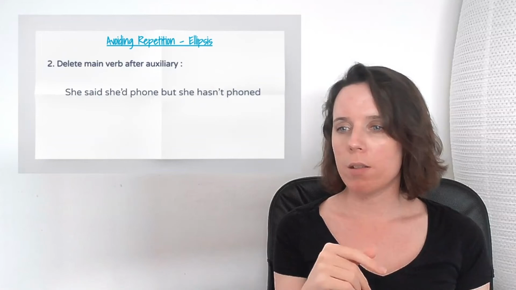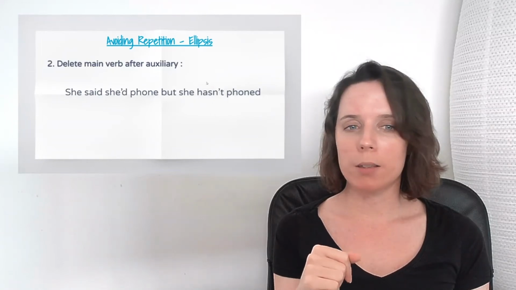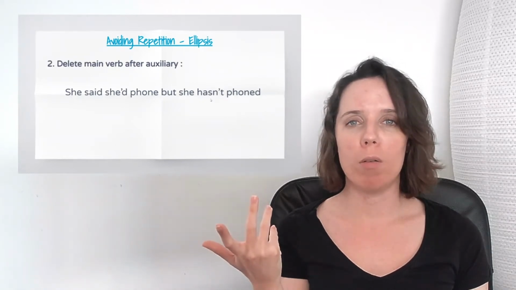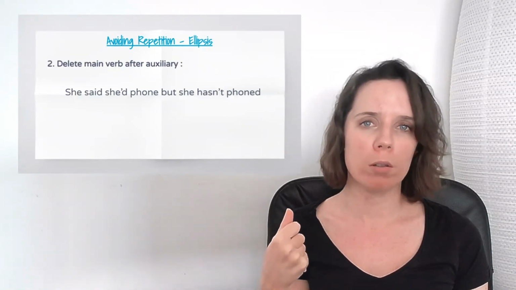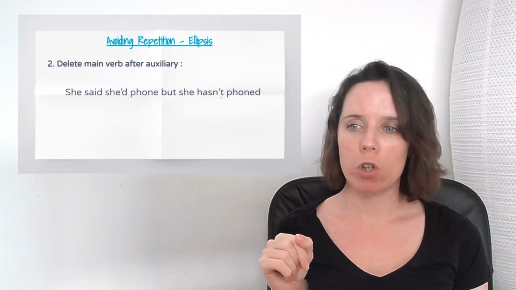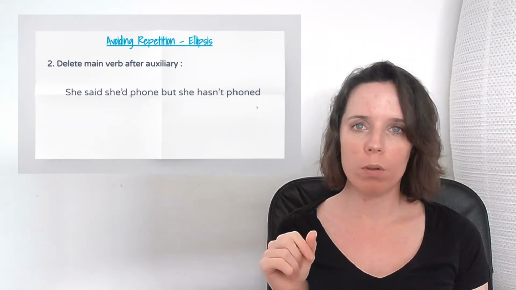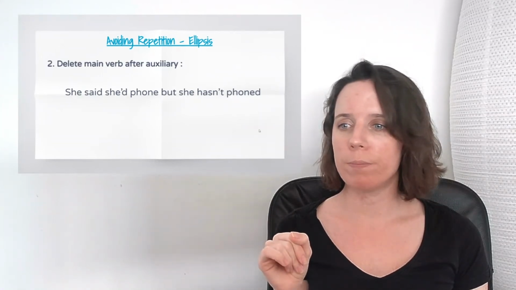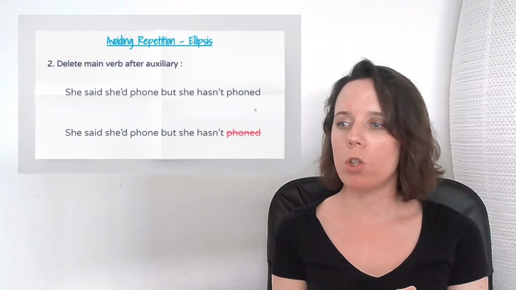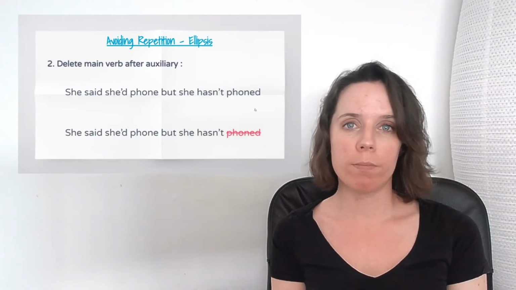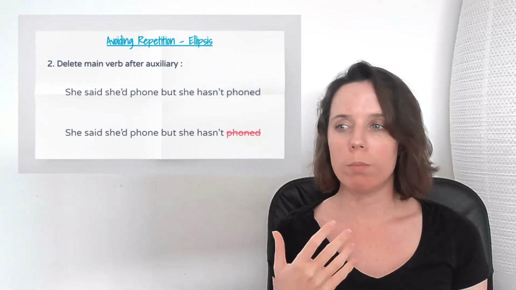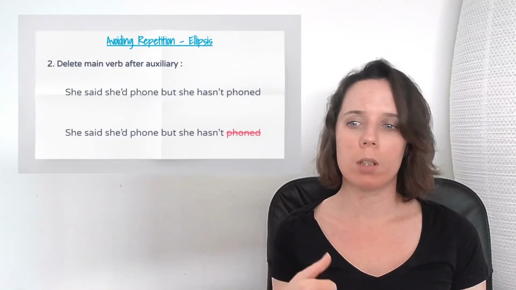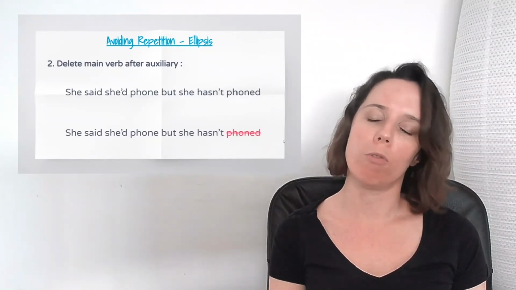So in this sentence, our auxiliary word is has. She hasn't phoned. Has here does not have the meaning of to own, like I have a dog. It's just helping the word phone because it's a compound tense. So we can delete this word here, and we can just say, she said she'd phone, but she hasn't. We don't need the word phoned because we already know that you're talking about phoning someone. So deleting the main verb after an auxiliary is fine.